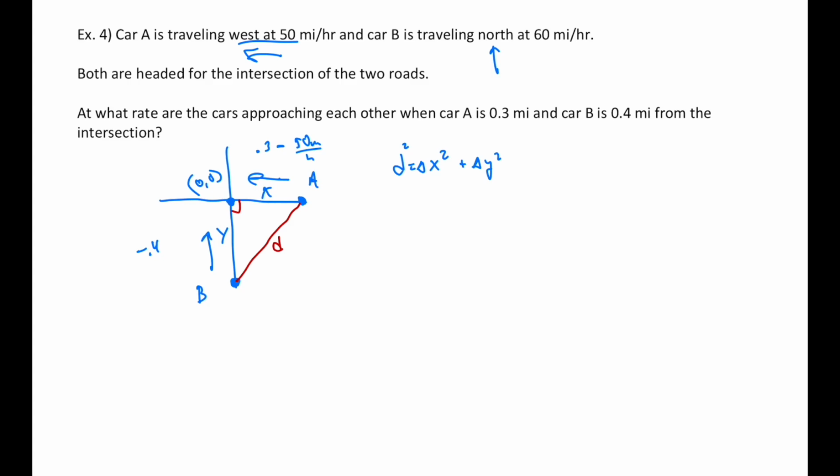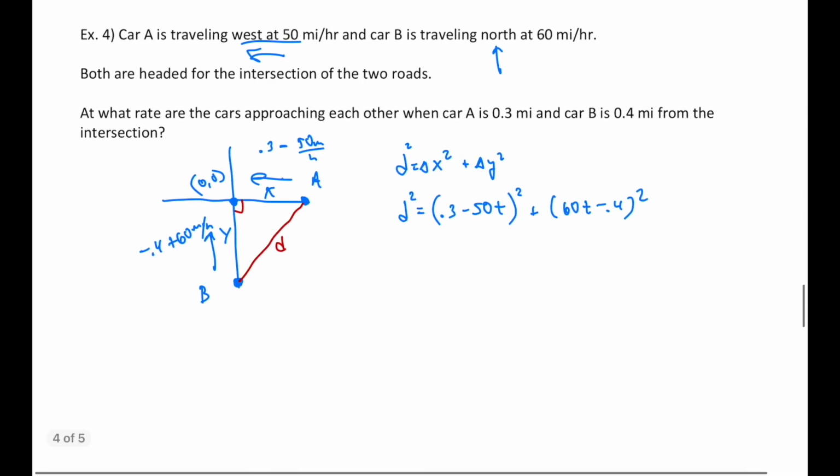So negative 0.4 plus 60 miles per hour. Now, thinking about that, I'm going to say my distance is going to be 0.3 minus 50t. So the distance, our location, is in terms of time. So I can say d squared is (0.3 minus 50t) squared, plus we have (60t minus 0.4) squared. We can take the derivative of this now.